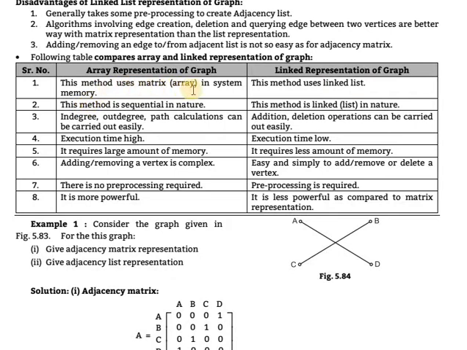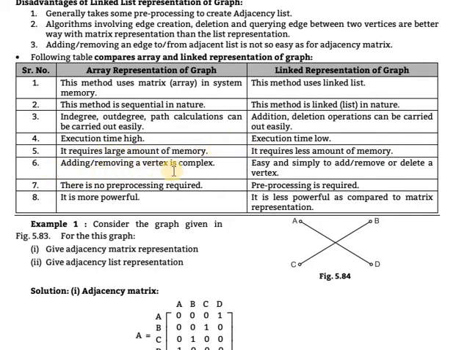This method uses a matrix in the system. In this method a linked list is used. This method is sequential in nature. This method is linked in nature. In degree, out degree, path calculations can be carried out easily. Addition, deletion operations can be carried out easily. Execution time is high, execution time is low. It requires a large amount of memory, it requires less memory.